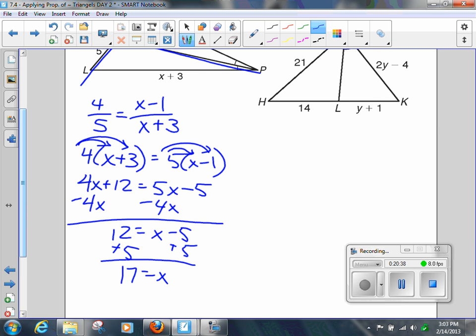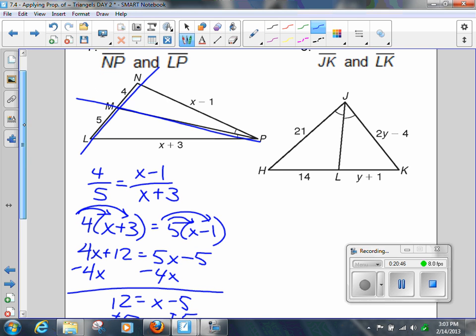Did y'all get 4x, 12, 5x, 5, 17? 17 is x, and then 17 minus 1 is 16. 17 plus 3 is 20. How many of you had that correct? Rock on. All right, Chrissy, did I have my lines drawn correctly? How did you set this one up? 21 over 14 is equal to?